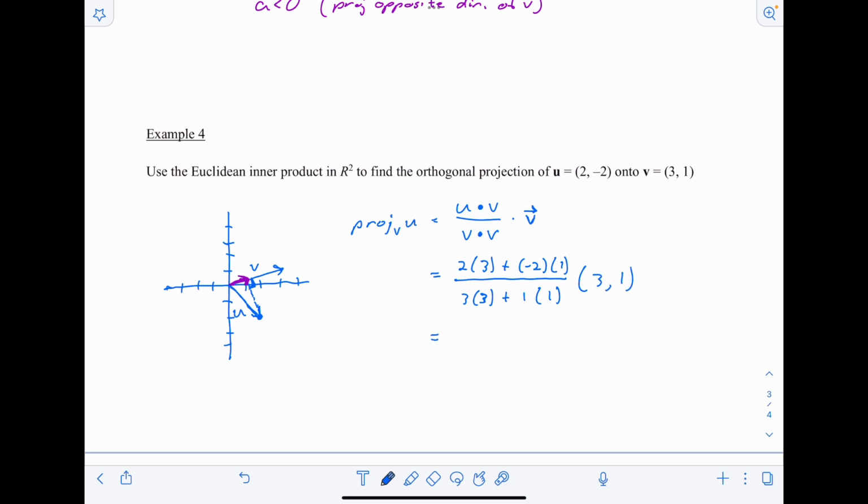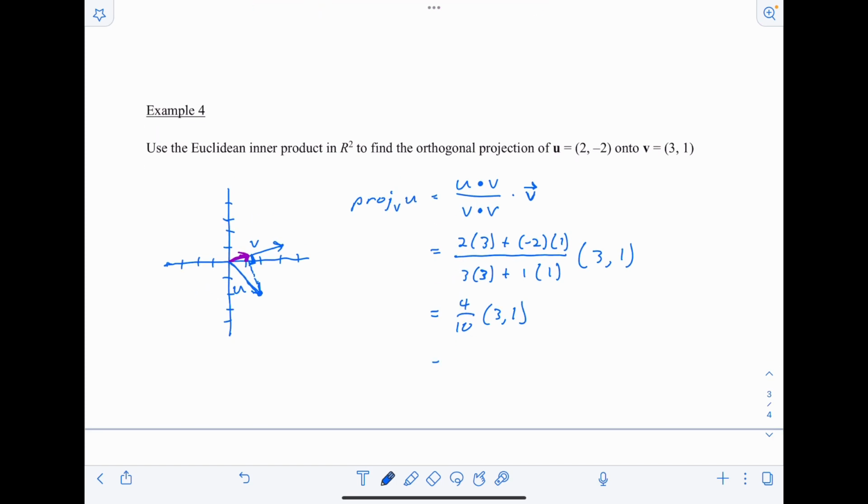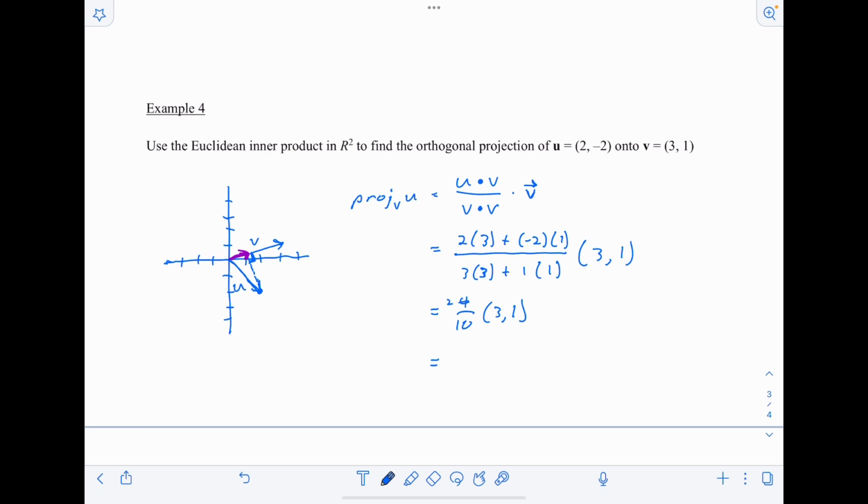So our fraction, we've got 6 minus 2, which is 4, in the numerator. We've got 9 plus 1, or 10, in the denominator. And 4/10 is just 2/5. I'm going to reduce that right now. So multiplying the vector by 2/5 is going to give us (6/5, 2/5) for our projected vector. If we go back to our picture, we said that the x-coordinate had to be a little bit larger than 1: 6/5 is 1.2. And the y value was roughly 0.5: 2/5 is 0.4. And so that certainly makes sense for an answer.